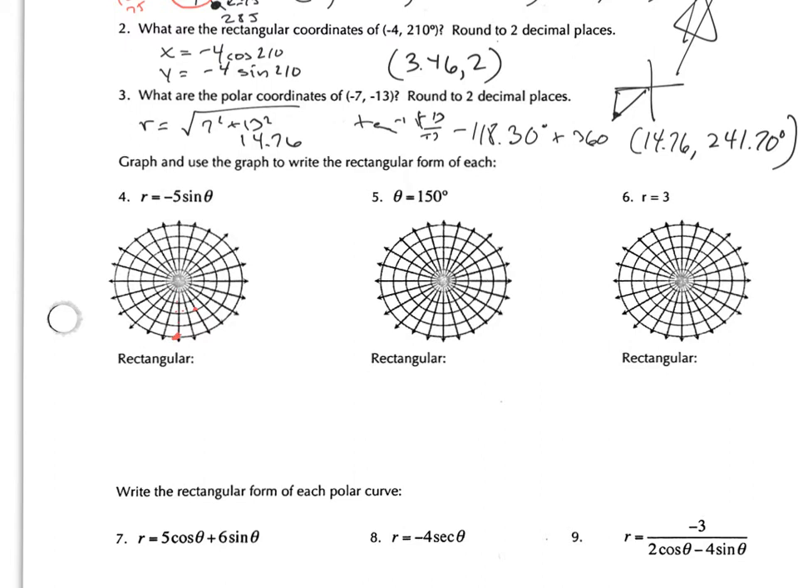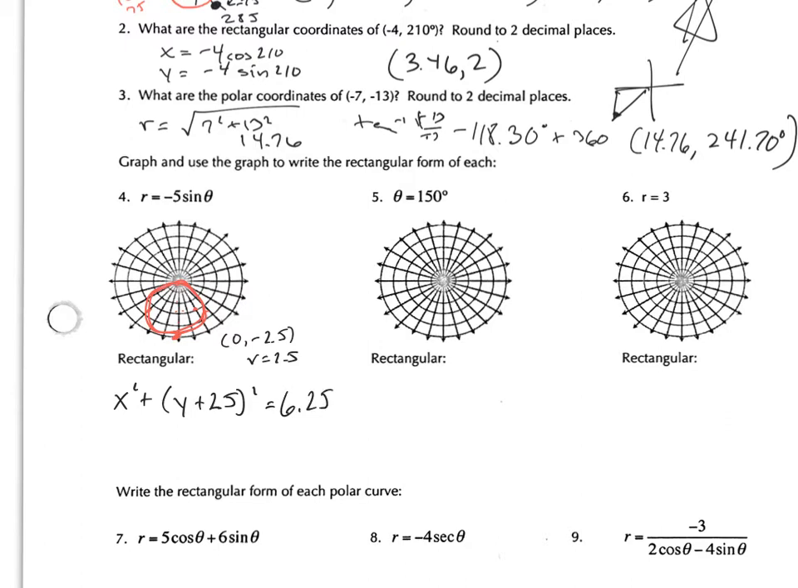And draw your circle. The rectangular form of this circle: the center is at 0, negative 2.5. We know the radius is 2.5. So we have x squared plus y plus 2.5 squared equals 2.5 squared, which is 6.25.